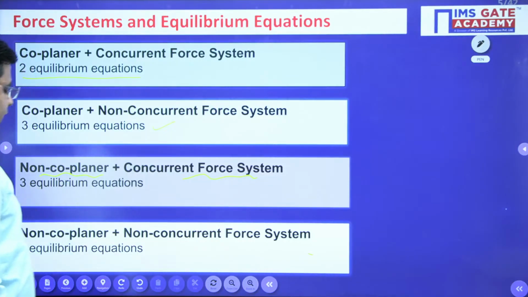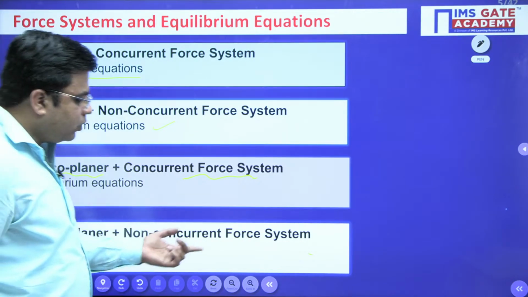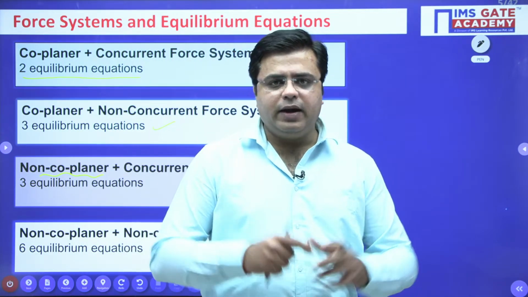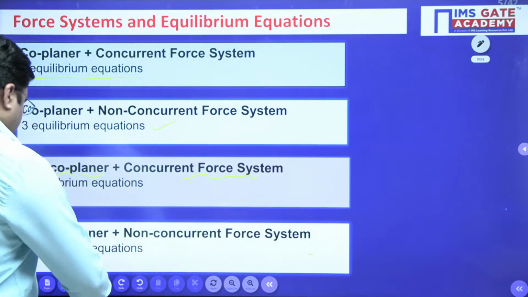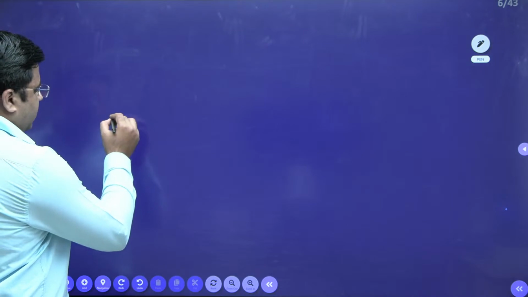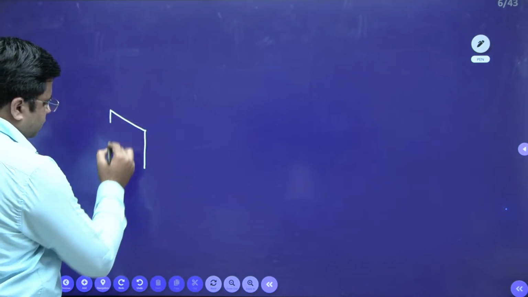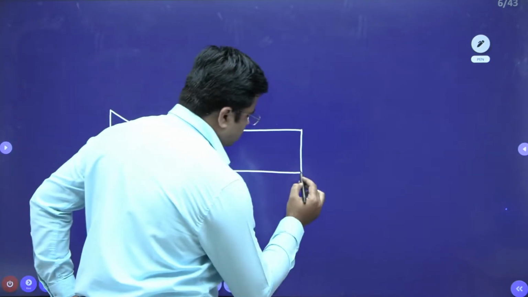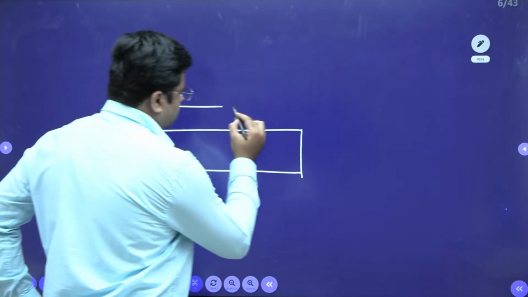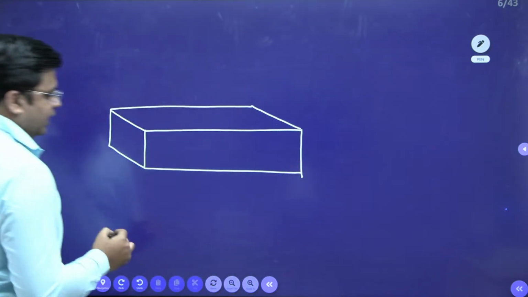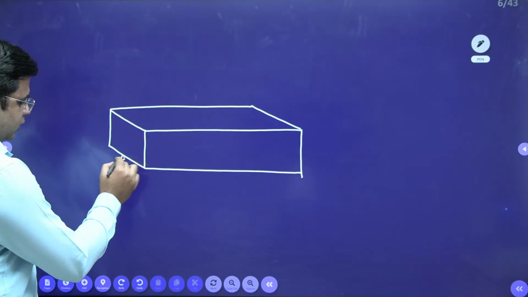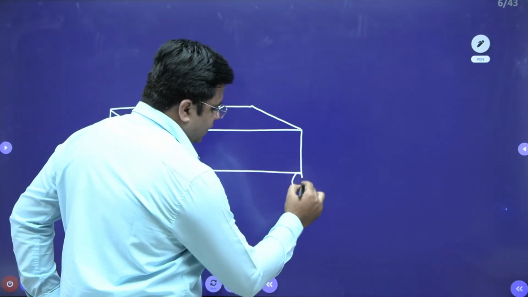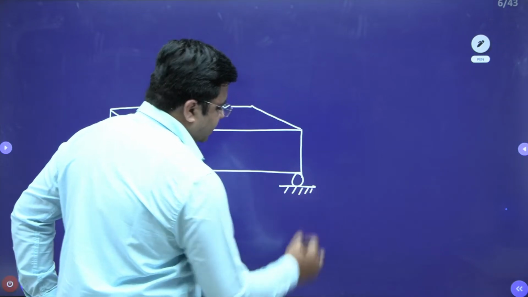Moving on with this. Last one is the non-coplanar non-concurrent force system. So just imagine any beam or any column, right, which is present in 3D. So let me draw quickly a beam or a column in 3D. A beam will look like this in 3D, right? Here it is supported. This is the support of the beam. Here it is supported like this, right? On the other hand, it is also supported like this. This is the support of the beam.